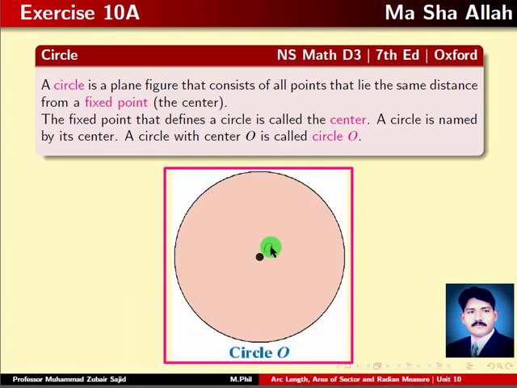The definition of circle is: a circle is a plane figure that consists of all points that lie the same distance from a fixed point, that is the center. The fixed point that defines a circle is called center. A circle is named by its center. A circle with center O is called a circle O.